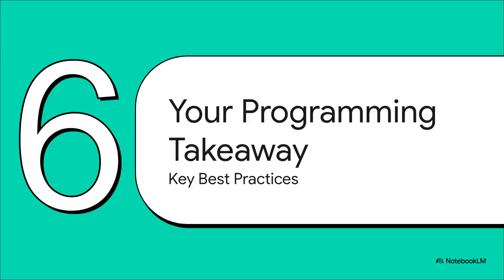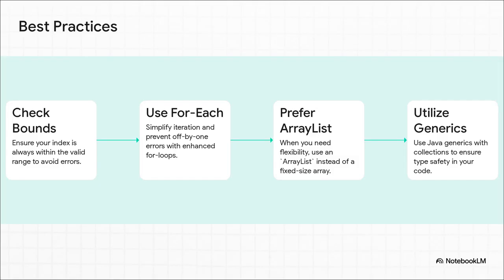All right, we've been through the traps, the history, the modern solutions. So what's the bottom line? What do you absolutely need to remember the next time you sit down to write some Java? Okay, here it is, your cheat sheet for working with arrays in Java. Number 1, always check your bounds. Just be mindful of that zero index. Number 2, use the for each loop whenever you can. It's cleaner, it's safer, just do it.